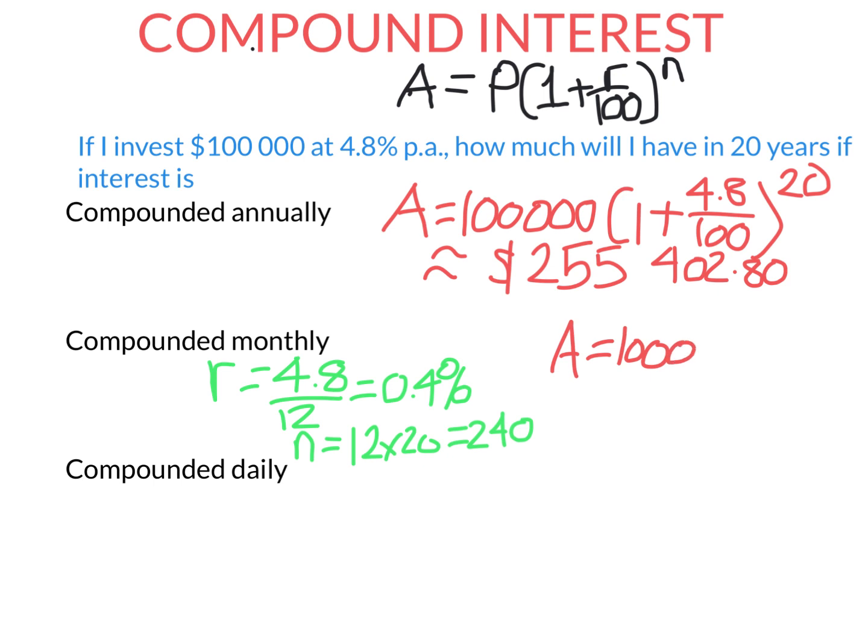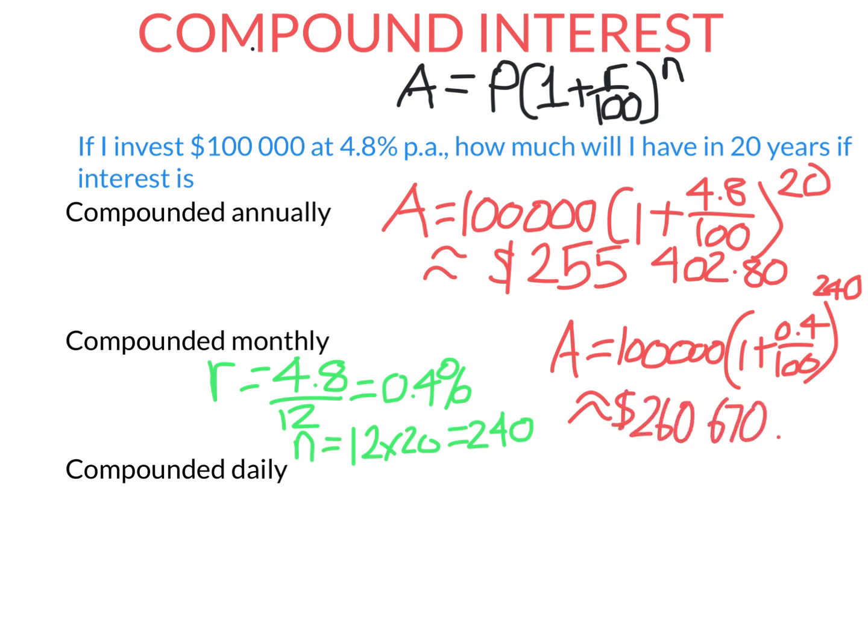So when we go and use our formula, it will be A equals P. P is still 100,000, but we have to use R as 0.4. It's still over 100, but this time N, the number of compounds, is 240. Putting that in our calculator, we have $260,670.01.